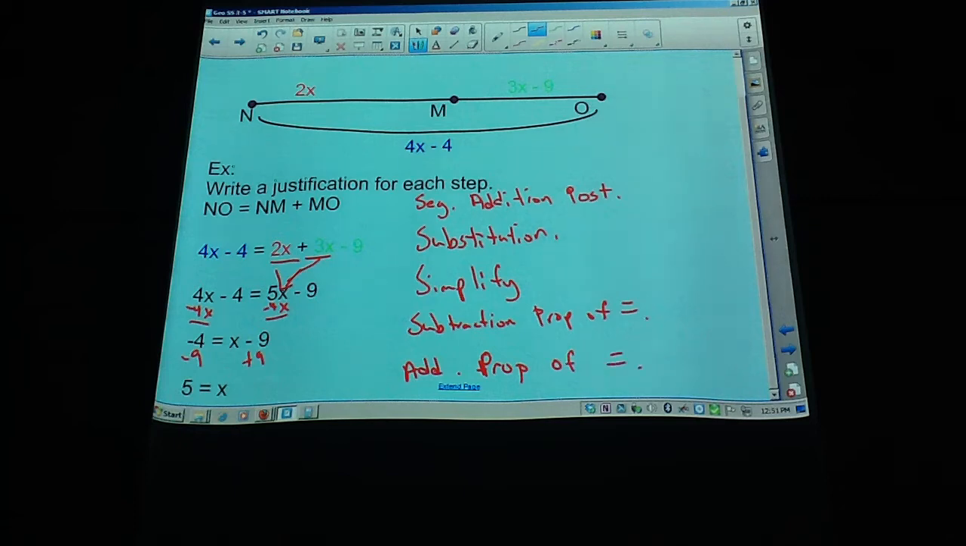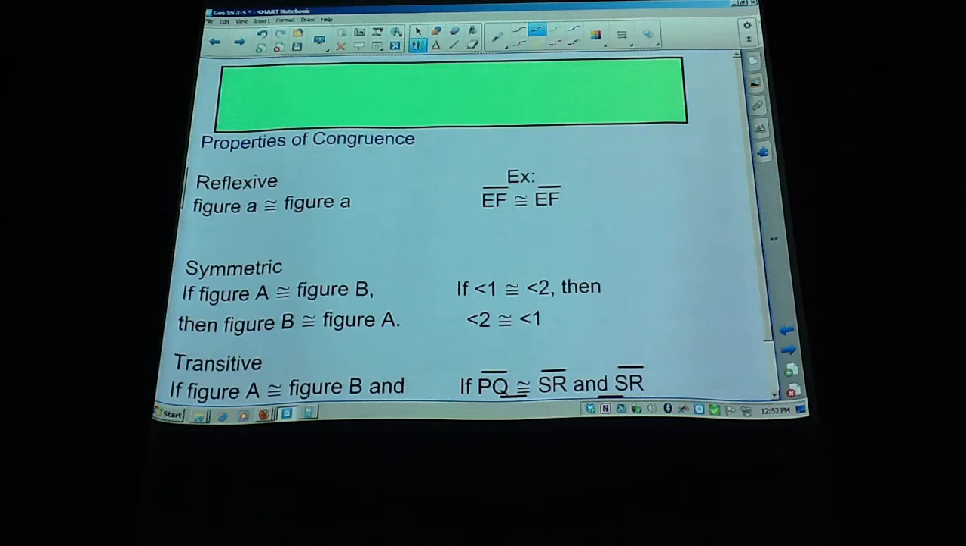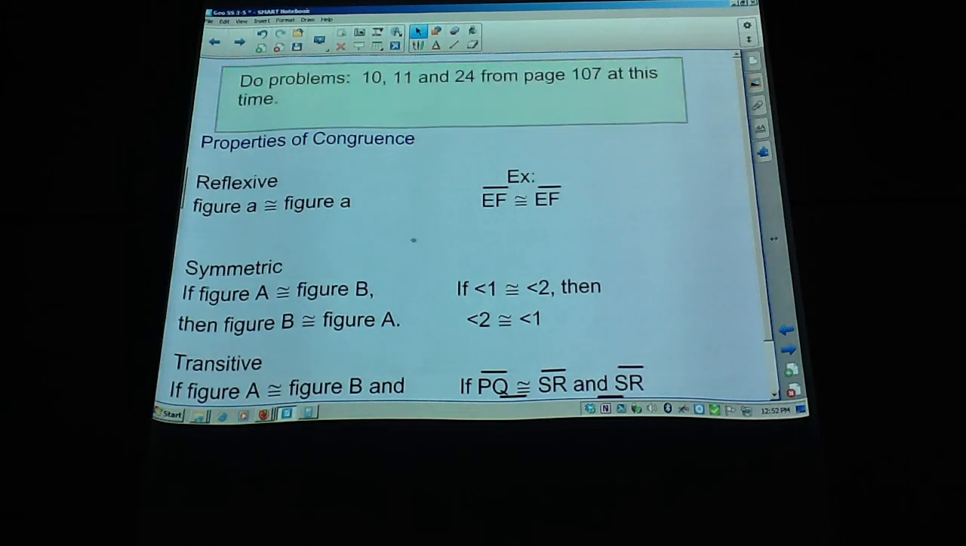of equality. And the reason I'm putting "of equality" on these steps is that we're going to have some properties of congruence coming up here real soon. So I'm going to go ahead and put "of equality" just to represent that. Alright, regular geometry class will be doing those problems at this time. iPad class, we're going to move on real quick here.